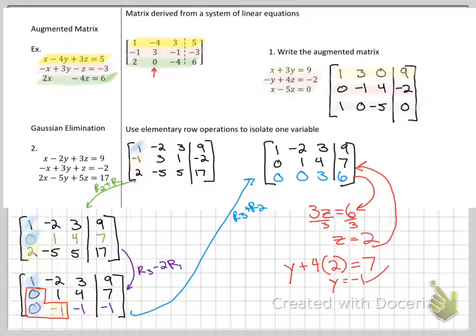Once you have 2 variables, plug it all the way back up into the first equation, which reads x minus 2 times y plus 3 times z equals 9. Solve that. I'm running out of space. And make sure you write your solution as a point. You are finding the point where they cross.